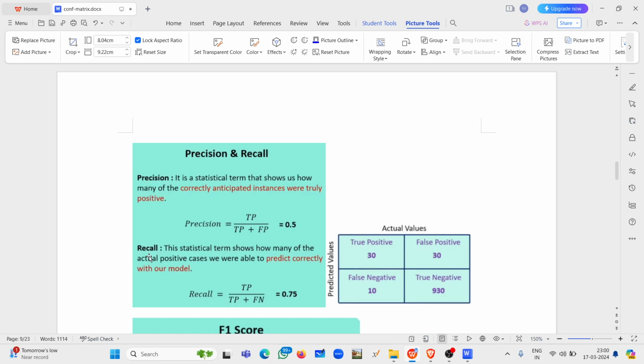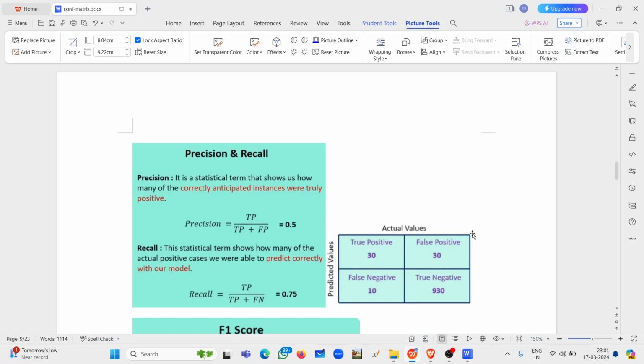Try to understand what I am going to tell you. Here this is predicted, this is positive and this is negative. In the predicted, true positive is 30, and true positive and false positive, the total is 60. You got it now, because this is the predicted positive. Try to understand: the actual positive is the first column, and predicted positive is the first row.